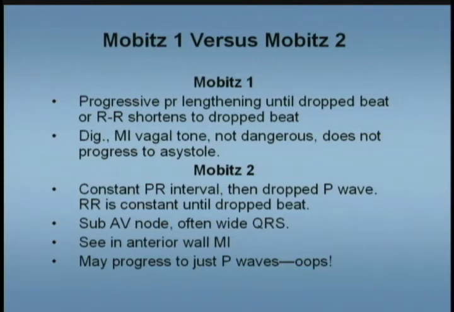What happens is you have a number of beats with a normal PR interval, and then there's a P wave and nothing, no QRS. There's a little pause, there's a second P wave, and then a normal PR interval until the next dropped beat. And that's the dangerous one. The problem is it may just progress to just P waves with no QRS complexes. That's essentially asystole. This you see with anterior wall MI. So patients with anterior wall MI, this is more common, and they commonly need their transcutaneous pacemaker.